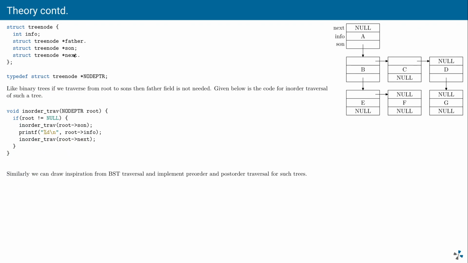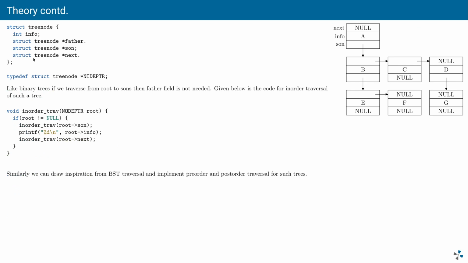The third way to present it is by using dynamic allocation. So we have father, we have son, we have next. The father field will point to the father node, son will point to the son, and next will point to the next youngest son.